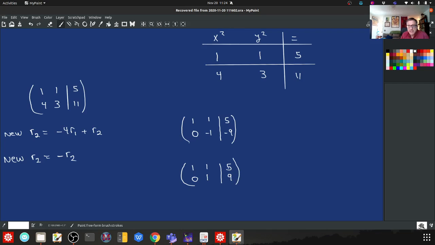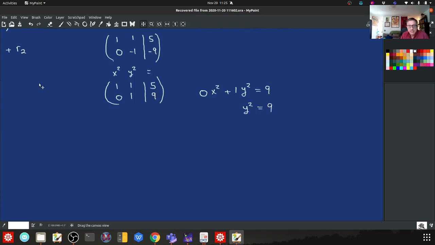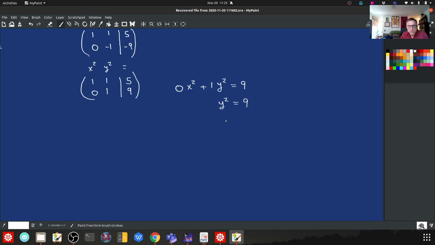So now let's go back. This tells me, concentrating on my row 2, that 0 x squared plus 1 y squared is equal to 9. In other words, y squared is equal to 9. Which means y is equal to plus or minus the square root of 9. So y is equal to plus or minus 3.